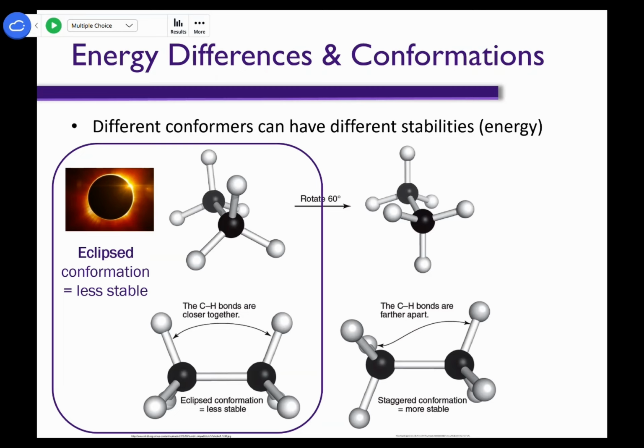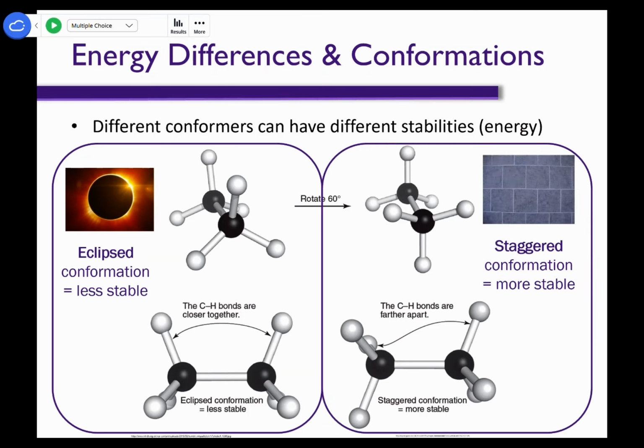So staggered, you can think about how bricks are laid or backsplash tiles or whatever. This is the staggered. Staggered is more stable. It has lower energy because each of these substituents, especially when they're bigger than hydrogen, has its own space. Again, when you're looking down that carbon-carbon bond.